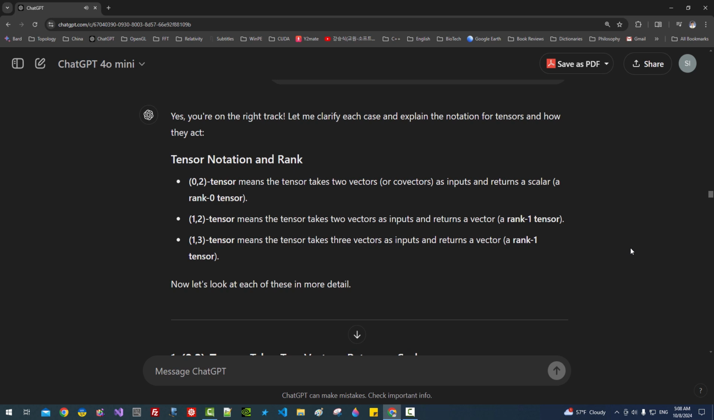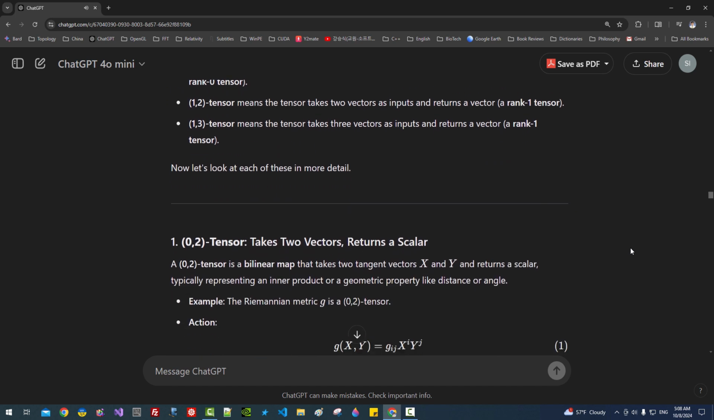Tensor notation and rank. A 0-2 tensor means the tensor takes two vectors or covectors as inputs and returns a scalar, a rank 0 tensor. A 1-2 tensor means the tensor takes two vectors as inputs and returns a vector, a rank 1 tensor. A 1-3 tensor means the tensor takes three vectors as inputs and returns a vector, a rank 1 tensor. Now let's look at each of these in more detail.